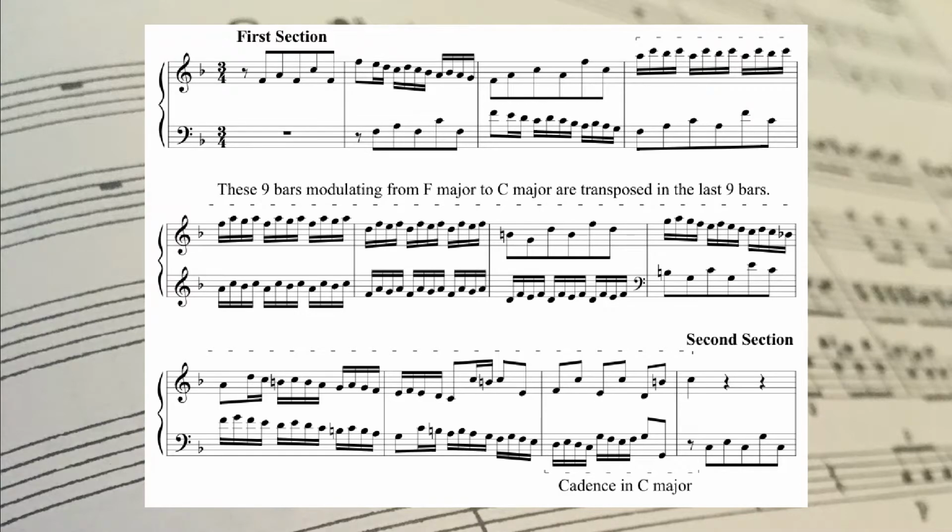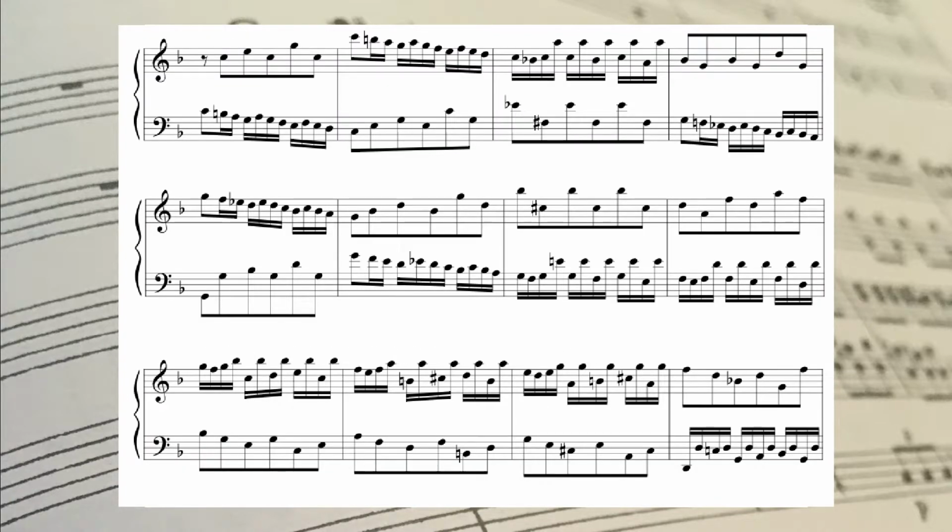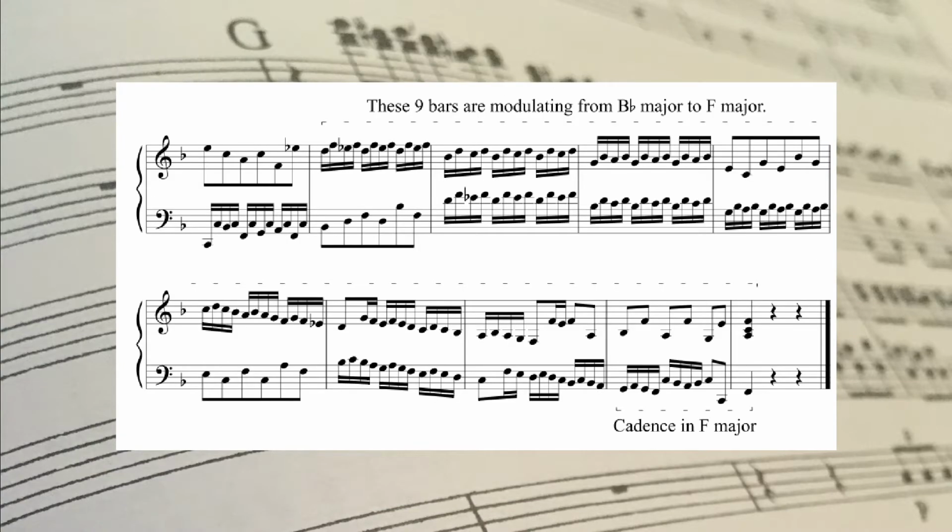Let's take J.S. Bach Invention No. 8 as an example. It begins in F major and modulates to C major, the dominant, at the end of the A section. The B section modulates to B flat major, the subdominant region based on the fourth scale degree, that modulates back to the tonic F major. Let's listen to that now.